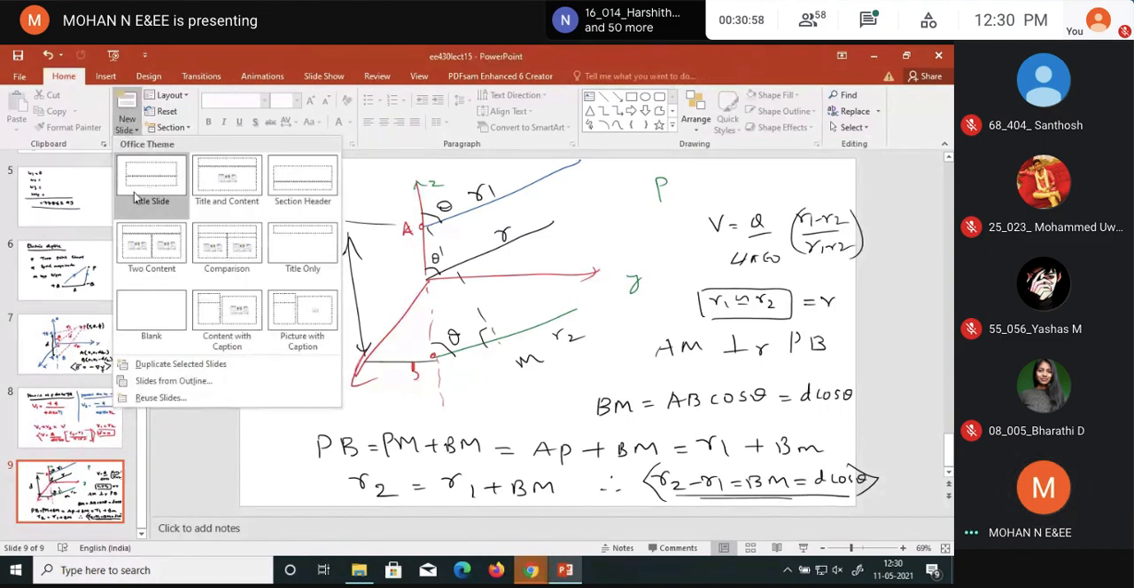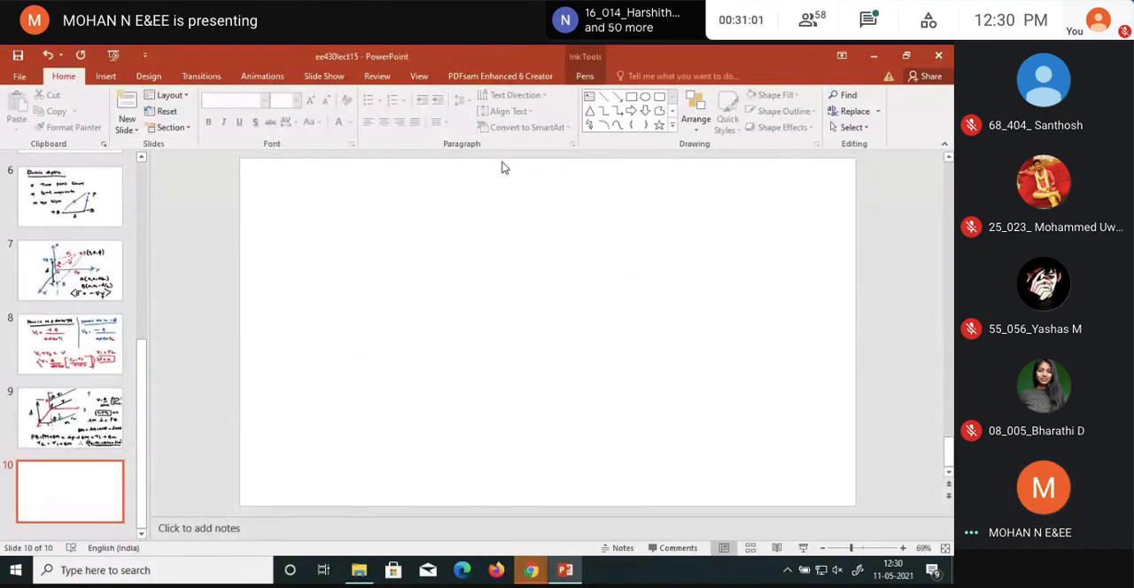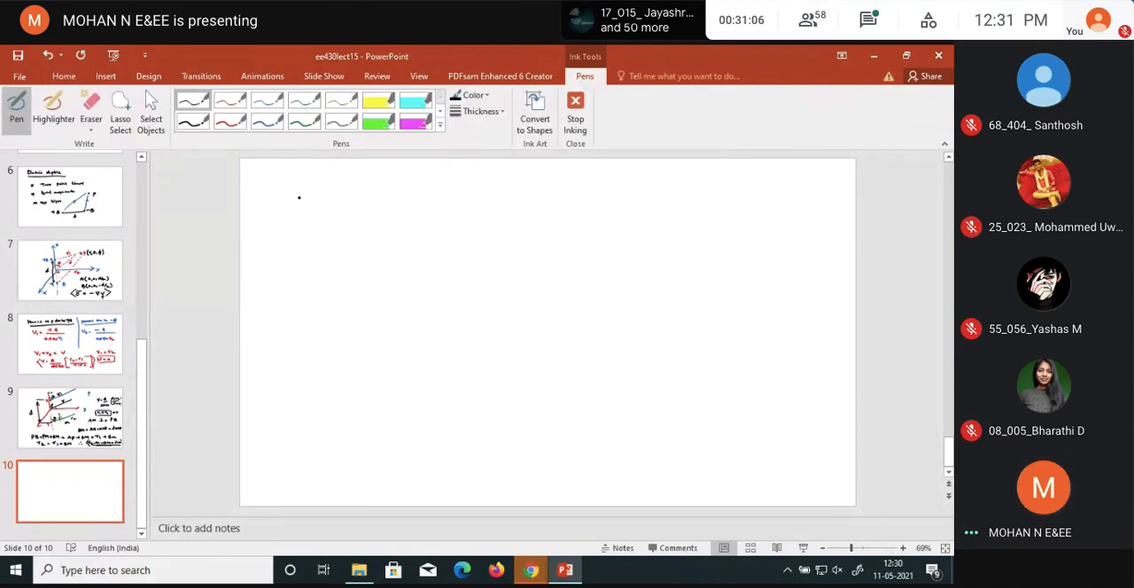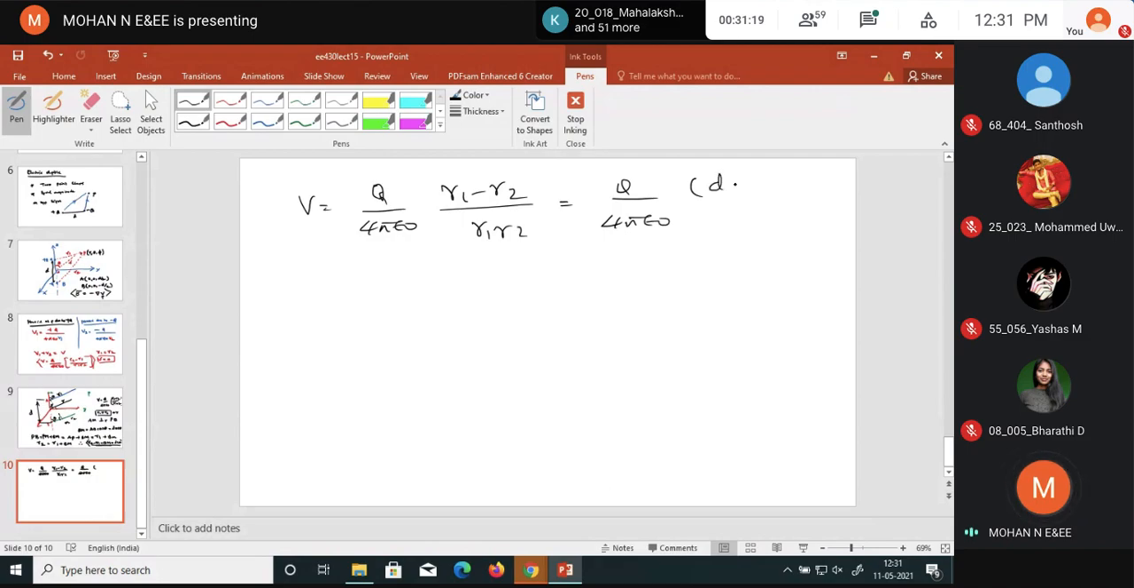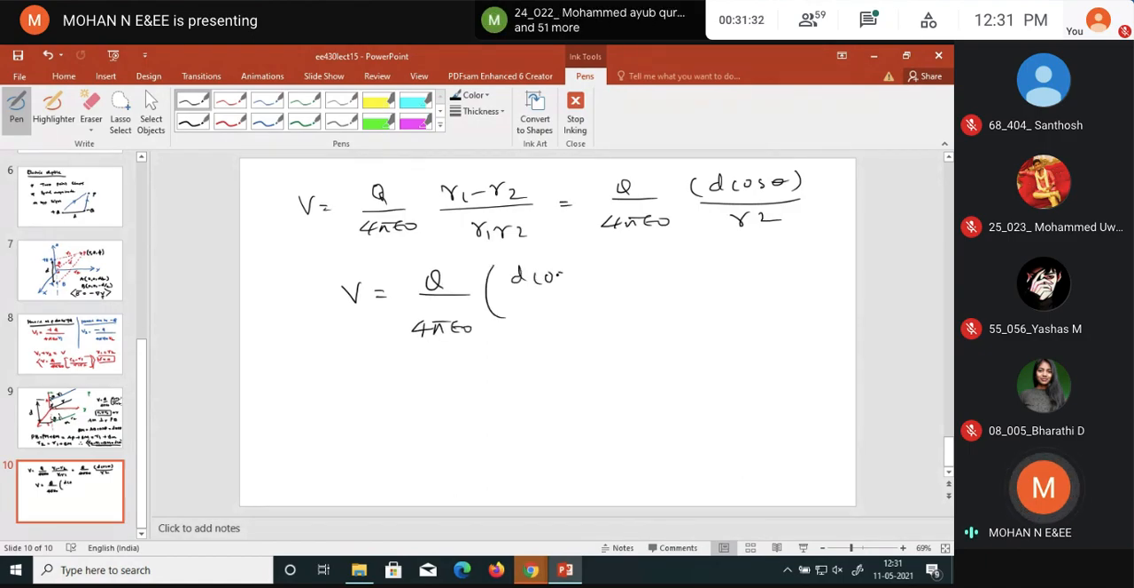V is equal to Q by 4 pi epsilon naught, (R1 minus R2) by R1 R2. So it is Q by 4 pi epsilon naught times R1 minus R2. We have solved it as d cos theta, and R1 R2 we take as R square. So V is equal to Q by 4 pi epsilon naught, d cos theta by R square.